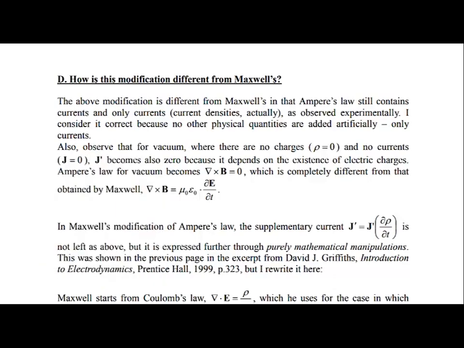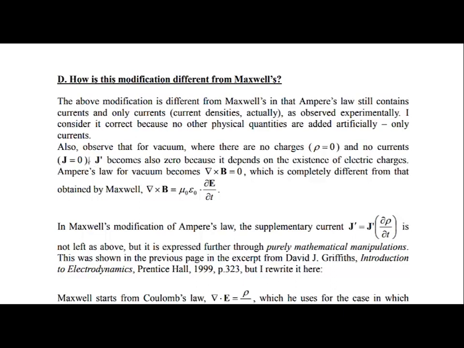Also observe that for vacuum, there are no charges. At least there are no unpaired charges in a vacuum, and no current. So if there are no charges, there can be no currents, and there can be no current density.